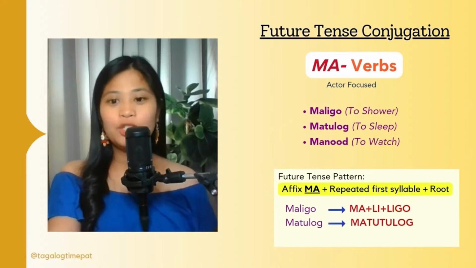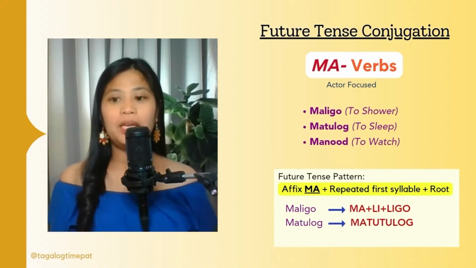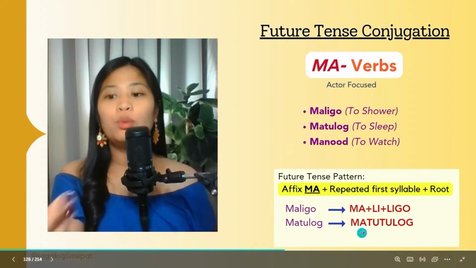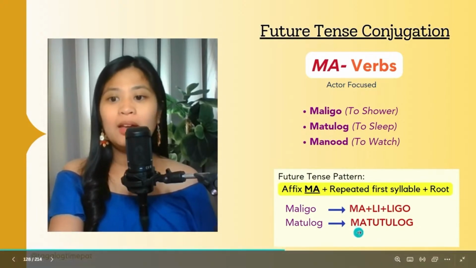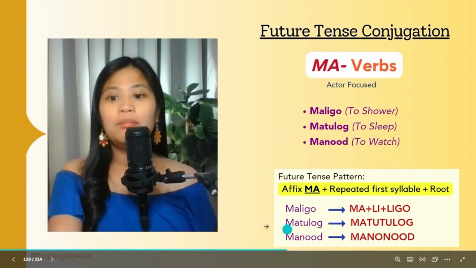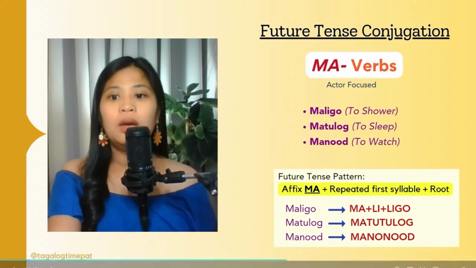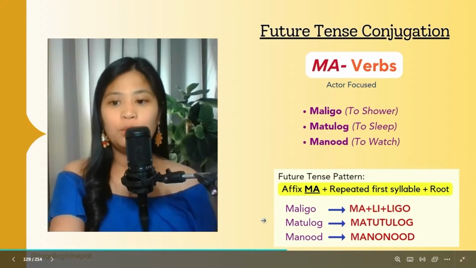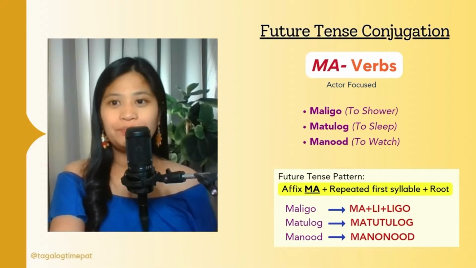Okay, in the future tense, matulog, to sleep, will be matutulog. Matutulog ako, I will go to sleep. Matutulog. So the affix is ma, then there's a repeated first syllable, and then the root. And then manood, to watch, will be manunood. Affix is ma, then there's a repeated first syllable, and then the root. Manunood ako, I will watch.